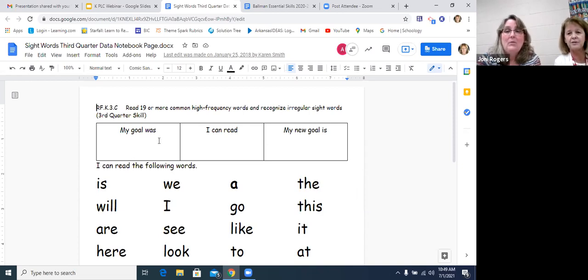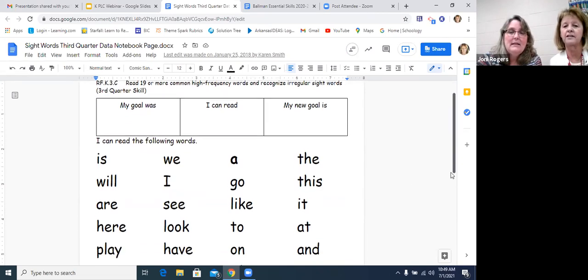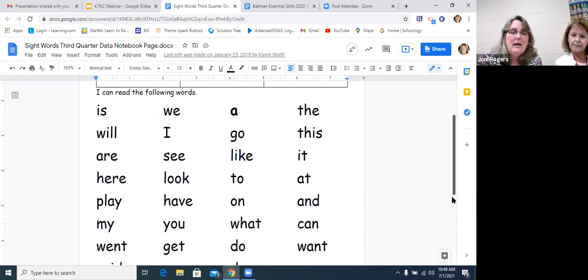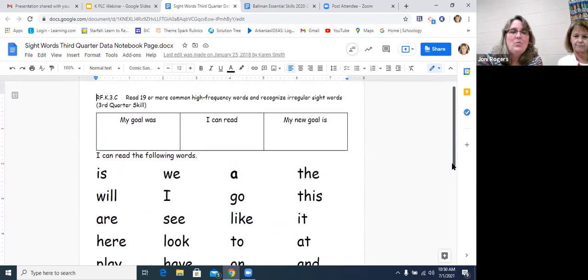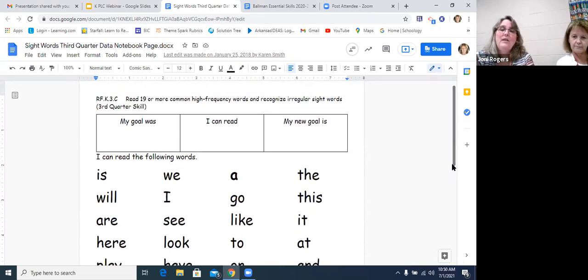And they actually write it in with their pencil. They write their goal. Then they read their words and they circle the words that they read correctly. And they can write that number. So they're counting their number and they write it. Then at the end, if they reach that goal, they set a new one. You can see it has all the words. There's more than 19 words on there. So then they count theirs. They decide, did I reach my goal?